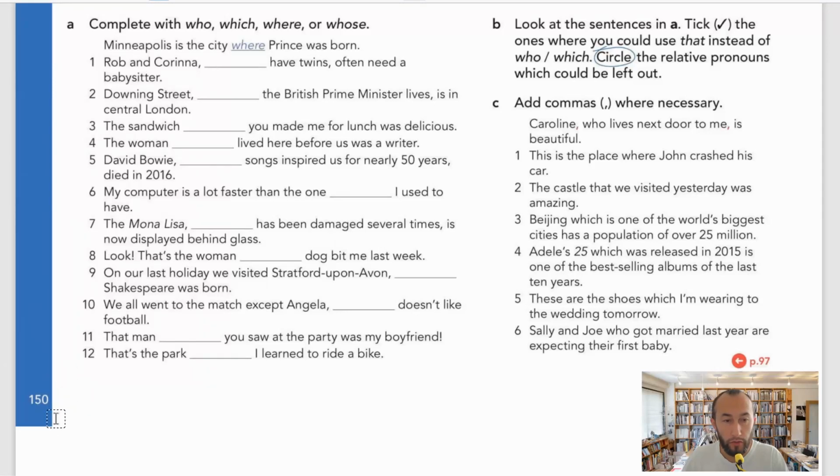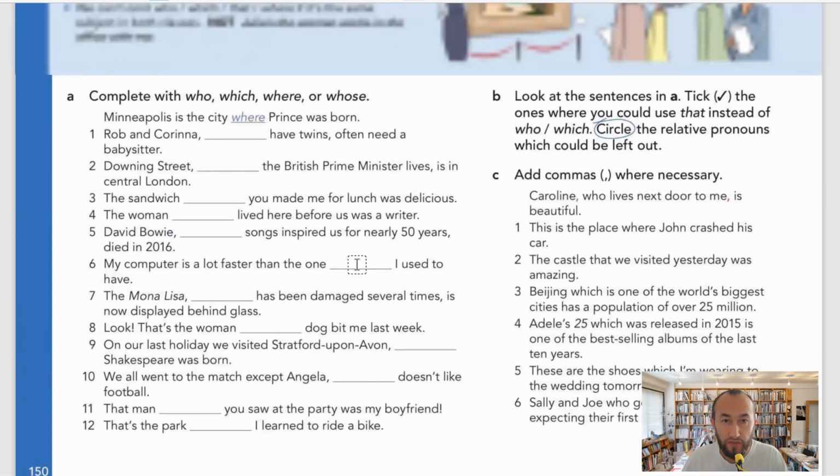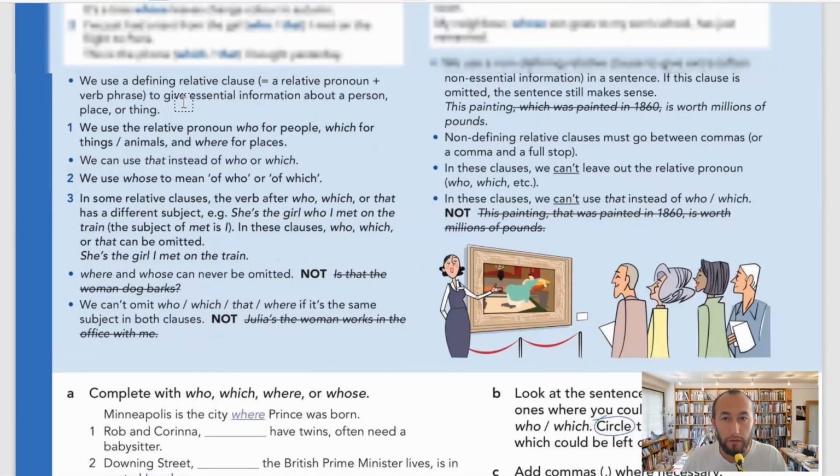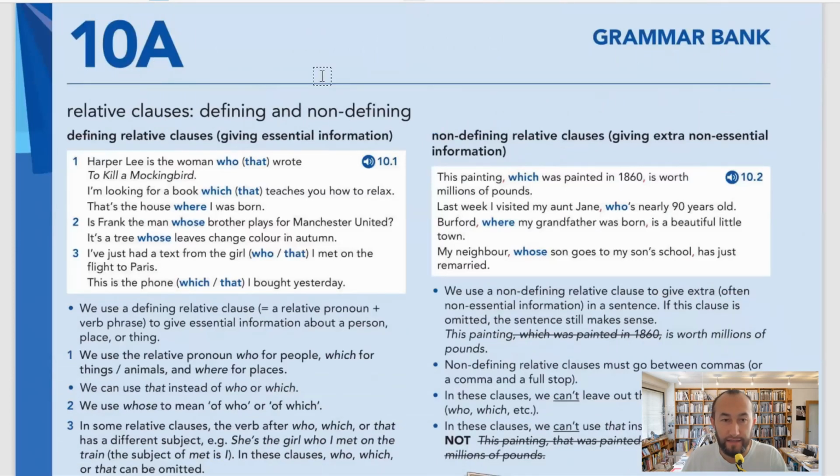All right, guys, so we're going to work on page 150. That's from the Intermediate level English File book, and that's the Grammar Bank. We're going to deal with 10A exercises now. It's about relative clauses, defining and non-defining.